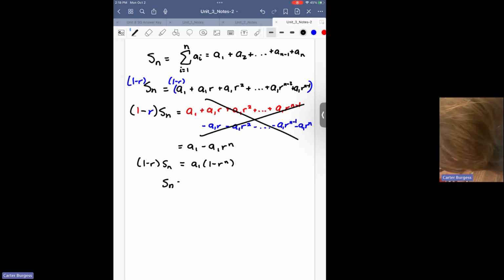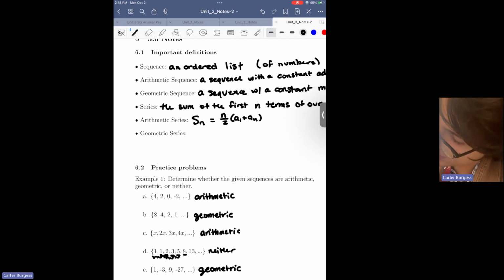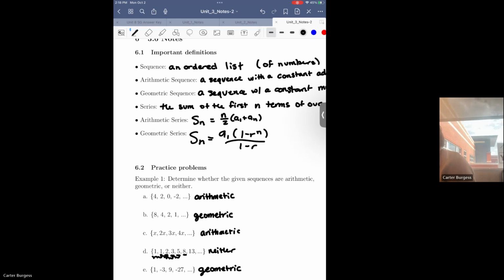And so I get that my sum is equal to a sub 1 times 1 minus r to the n, all divided by 1 minus r. So s sub n equals a sub 1 times 1 minus r to the n, all divided by 1 minus r. Which ultimately is the thing that we were looking for, a much, much, much less complicated process than finding every single term in between 1 and 20, or 1 and 100, or 1 and 1,000, and adding them together.